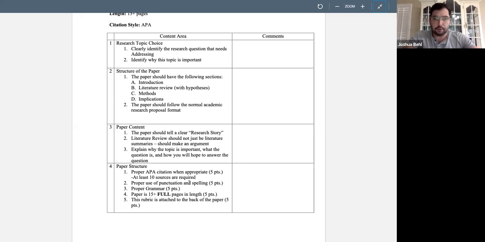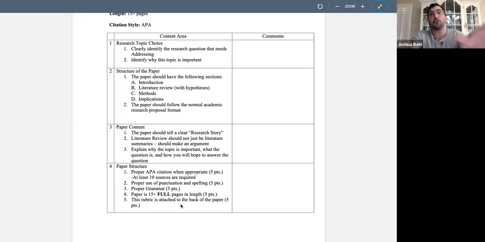APA citations when appropriate with at least 10 sources, punctuation and grammar, 15 full pages in length. That means you have a title page. On page 2, you start on line 1 and you fill it up to the bottom of page 16. And then this rubric is attached to the back of the paper. Don't worry about that since this is electronic formatting. I'm just giving everyone 5 points.